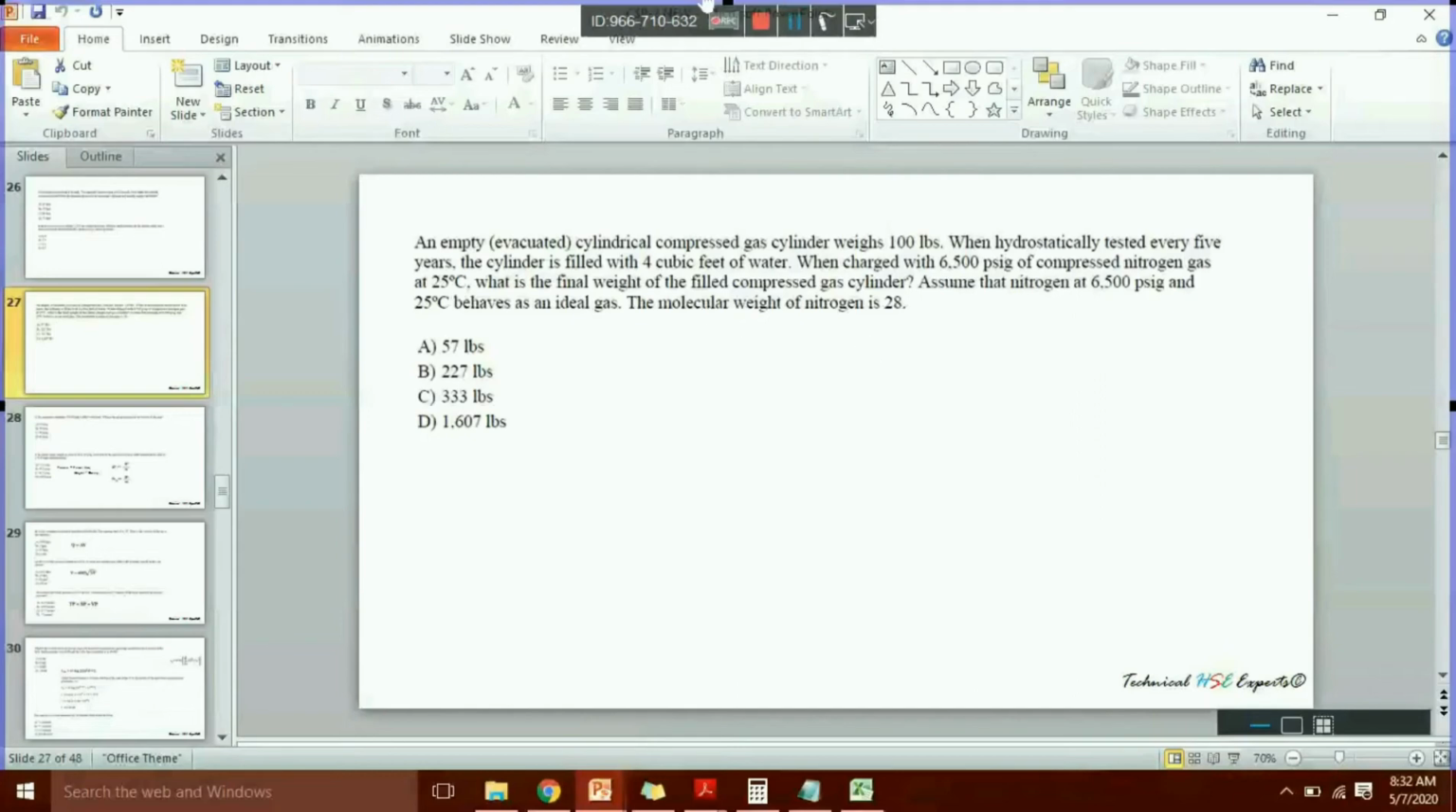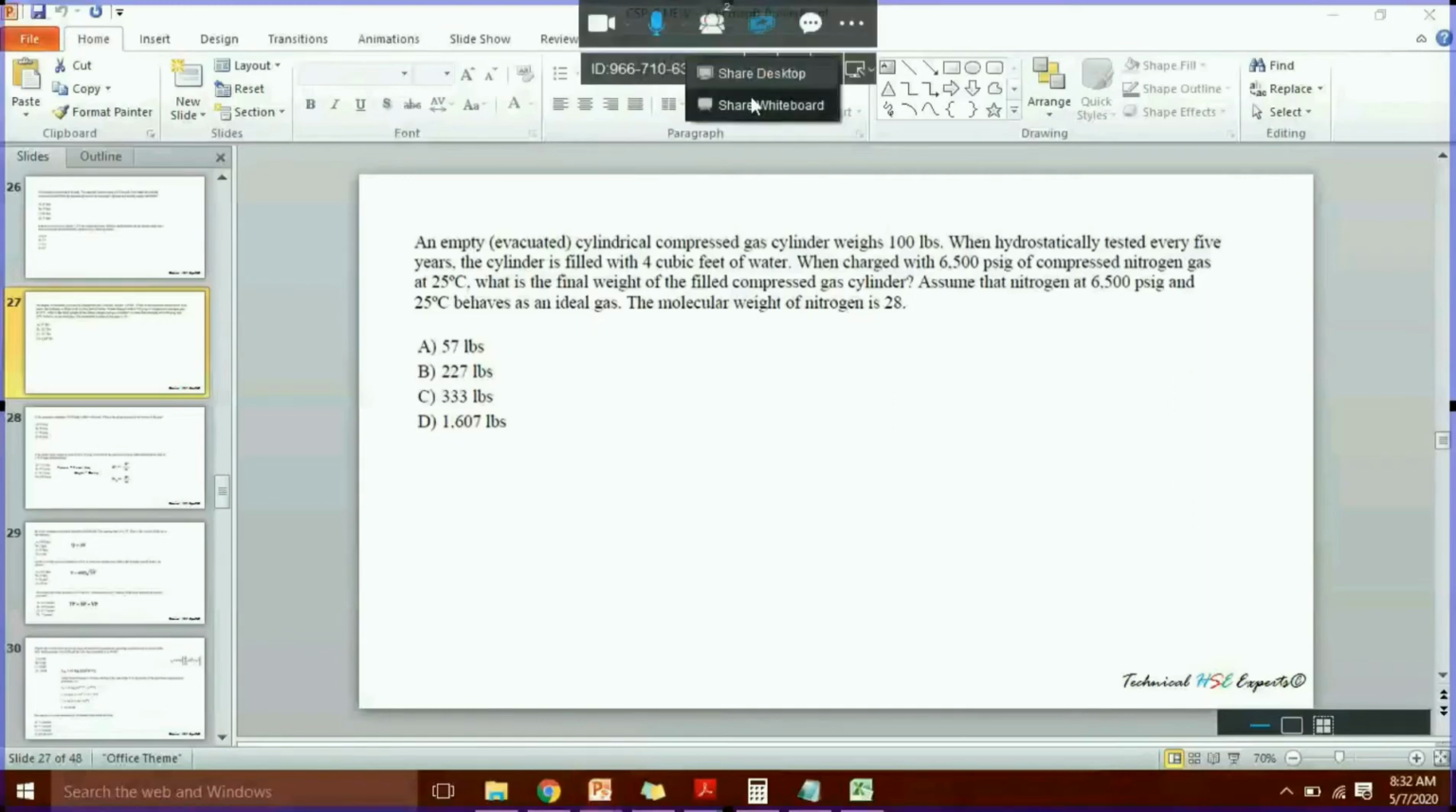So let me open a whiteboard. See here, pressure is given as gauge and temperature in degrees Celsius. So you need to convert both terms into absolute pressure and absolute temperature. So 6500 plus 14.7 will be your absolute pressure, and 25 plus 273 will be your absolute temperature.